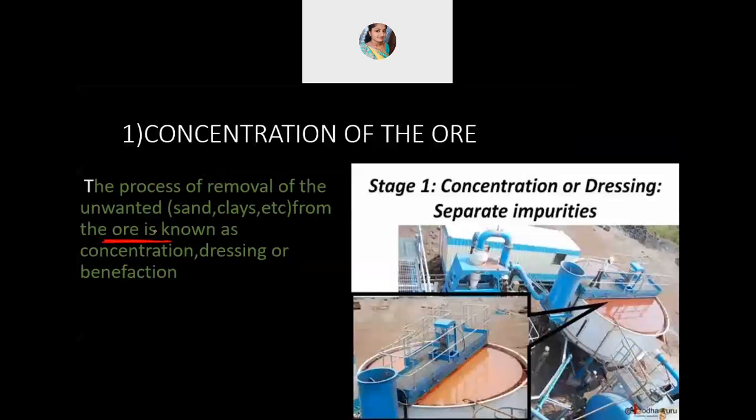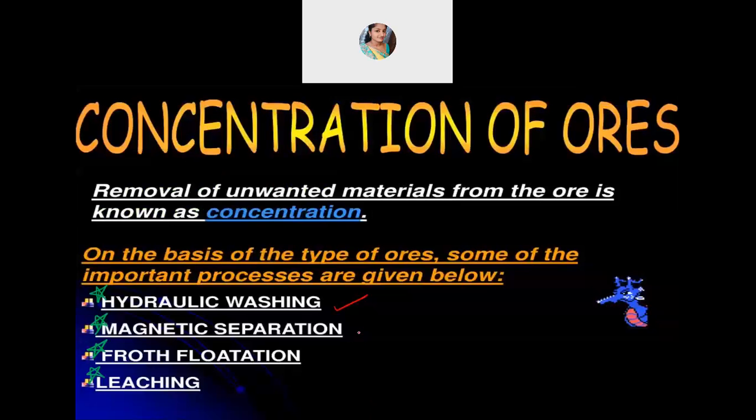So the first thing we have to do is cleaning. Even when the ores are brought out, there will be so many things associated with them. So cleaning comes under concentration of ore. There are different methods: hydraulic washing, magnetic separation, froth flotation, and leaching. These three we discussed yesterday: hydraulic washing, magnetic separation, and froth flotation.